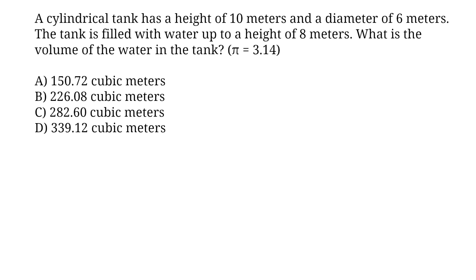A cylindrical tank has a height of 10 meters and a diameter of 6 meters. The tank is filled with water up to a height of 8 meters. What is the volume of the water in the tank? A. 150.72 cubic meters. B. 226.08 cubic meters. C. 282.60 cubic meters. D. 339.12 cubic meters. Let's have a pictorial representation of the information given.